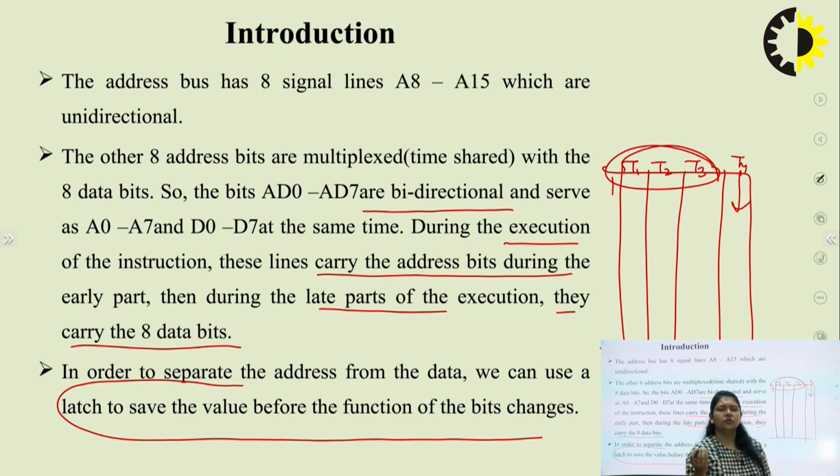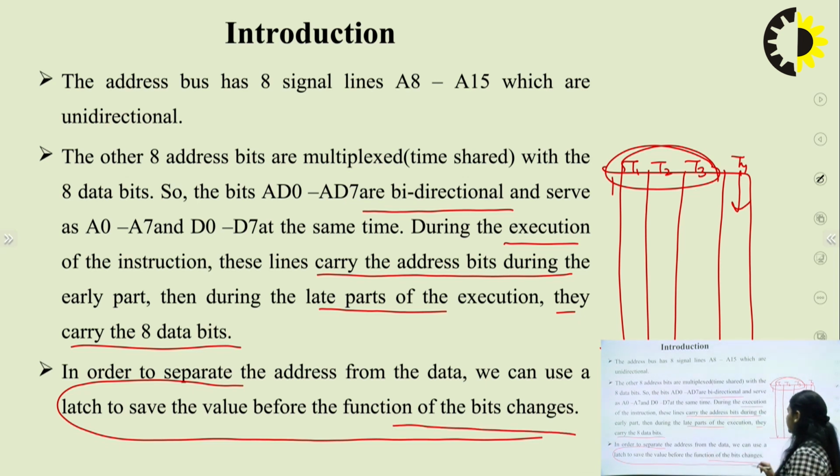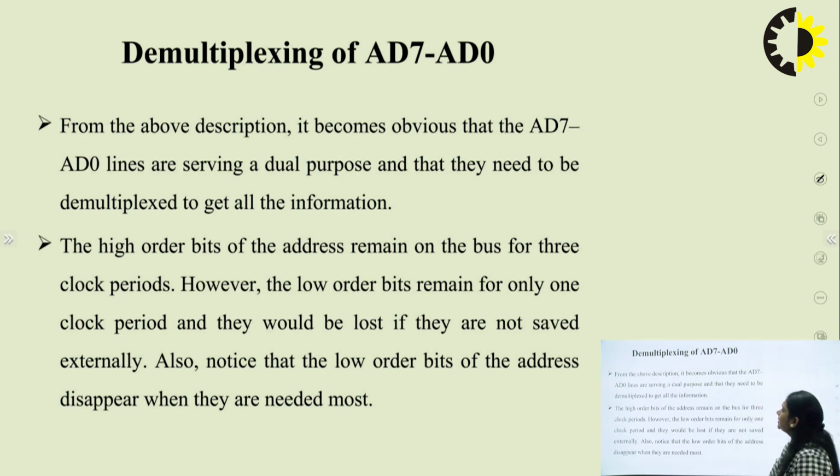So the data bus has very little time, so there is a high chance that the data bits change. To avoid that, demultiplexing is there and a latch is used. From the above description, it is obvious that AD7 to AD0 are serving a dual purpose, and they need to be demultiplexed to get all the information.